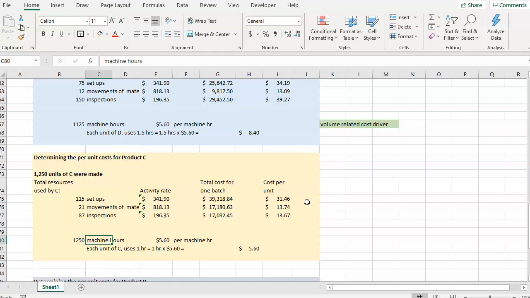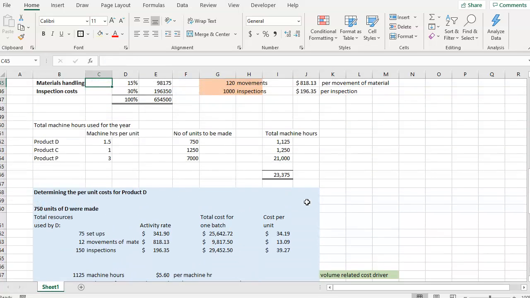When we did our calculation, the cost per unit came out to be $31.46 for setup cost, $13.74 for material handling related cost, $13.67 for inspection costs, and $5.60 for machinery related costs. So let's put those figures in.